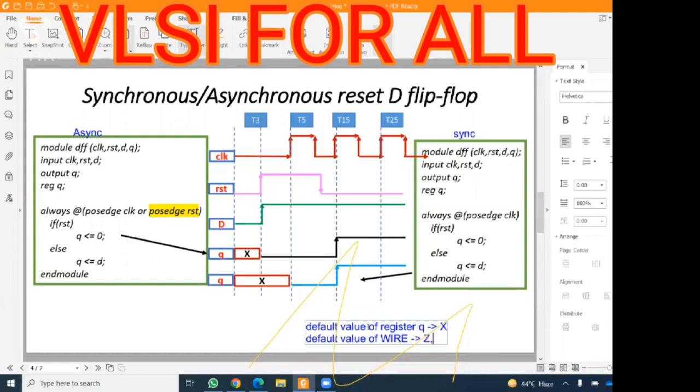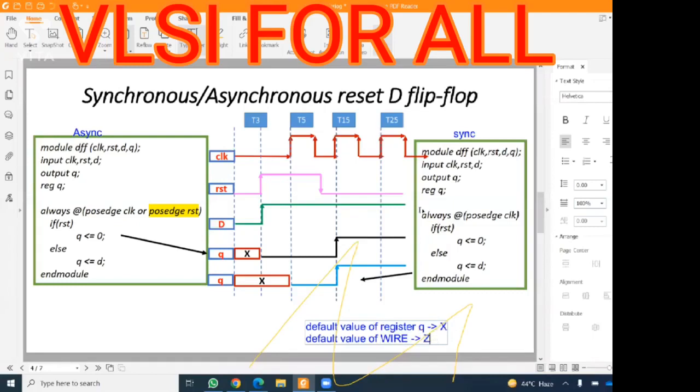Z. Okay, one is saying Z, 0. Okay. It's actually Z. So these two are very important to remember, right? Default value of a wire is high impedance, Z, and default value of a register is X.